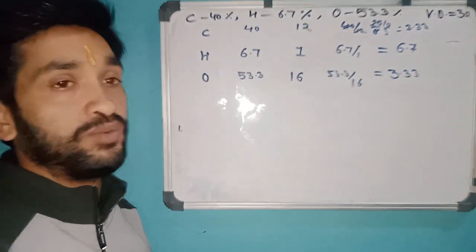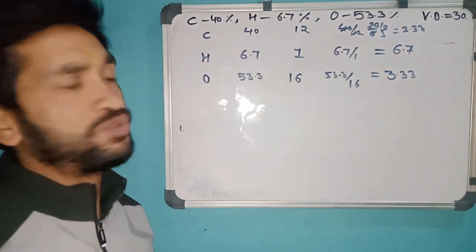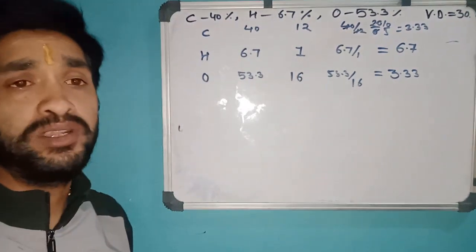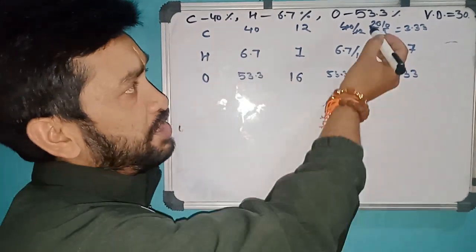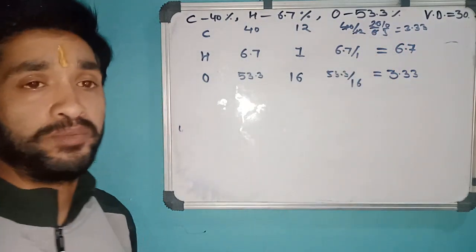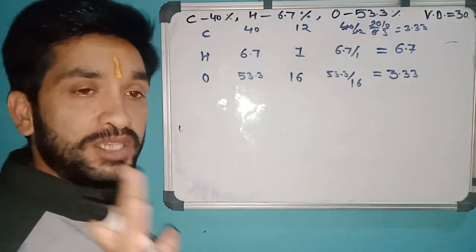Do not think about how I calculated within seconds. I already told you this question is from your textbook, and it is also coming out to be 3.33. This was easy to calculate, so I showed you how to calculate. This I have taken from your book, 3.33. Now step number 3 is over.